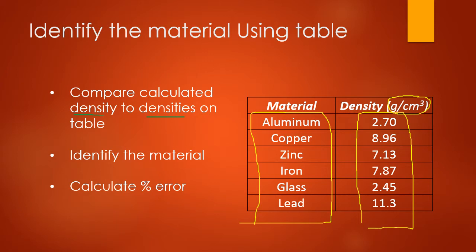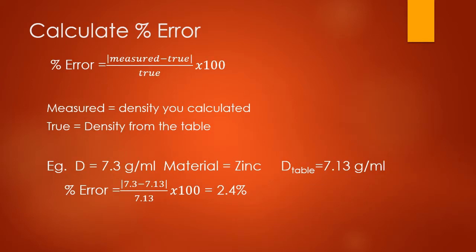Once you know what the material is, you're going to identify the material, so write it down. For instance, if you calculated a density that was close to the density of iron, you would then write the material is iron. At that point, you can calculate your percent error. Let's look at how we're going to calculate that percent error. The equation for percent error is measured minus true, divided by true, multiplied by 100 to get it in a percent.